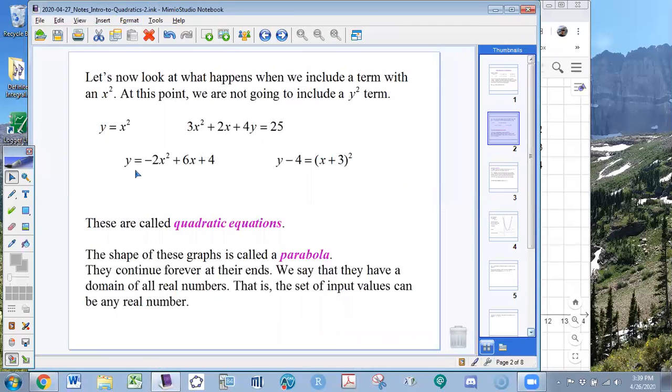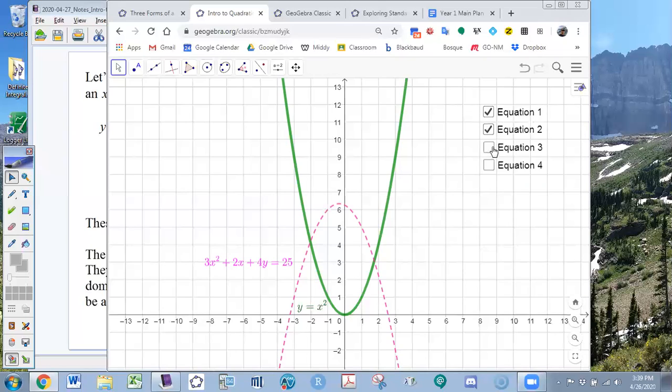Our next equation, y equals negative 2x squared plus 6x plus 4. Turning that one on. Again, that U shape. This one is opening downward. And yeah, but still basically up or down in how it's shaped.